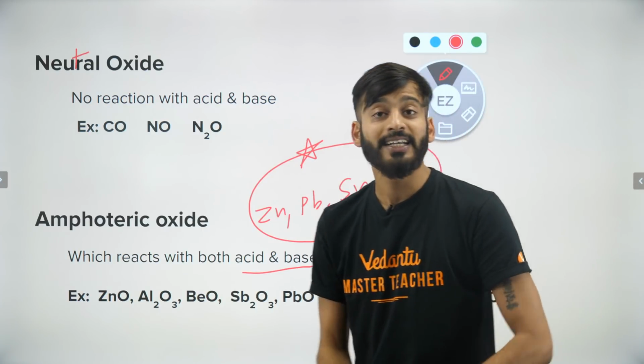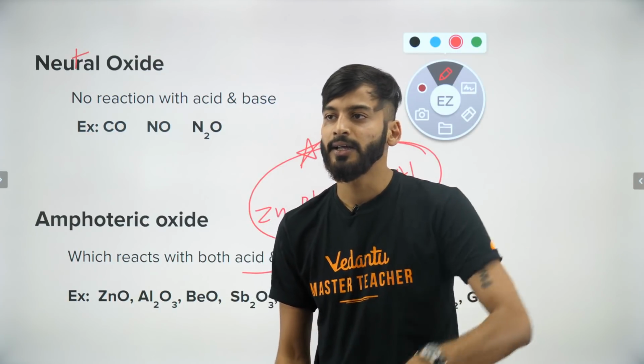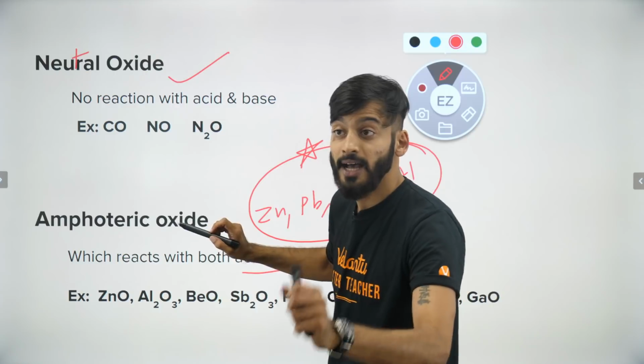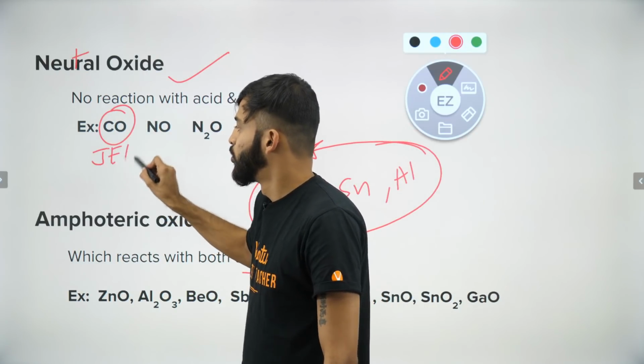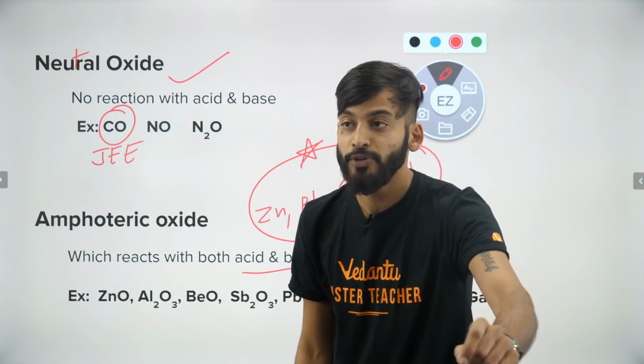And those which can't react with acid as well as base, जो ना acid से react करते, ना base से react करते, किसी से भी नहीं करते, उनको हम बोलते हैं neutral oxide. JEE has asked a question on that. It has given carbon monoxide, CO, in the option, and they asked which of the following is a neutral oxide. So I request all of you to remember it.